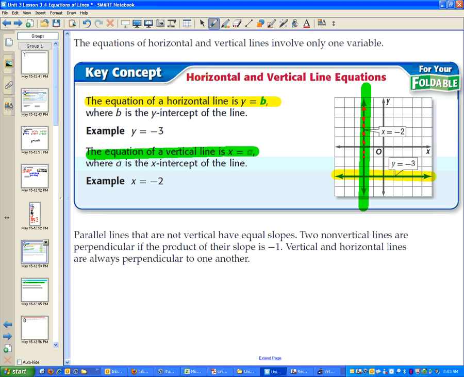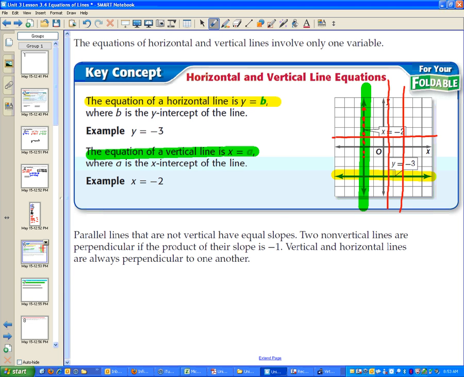Okay? So if we see this vertical line, what's its equation? X equals 2. What's the equation of this vertical line? X equals a half, however you want to write a half. What's the equation of this horizontal line?